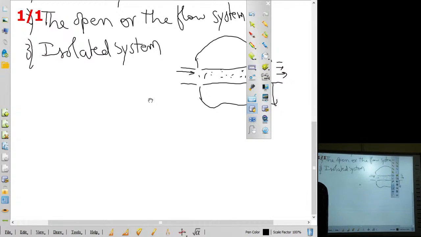The word isolation, the meaning of that is separation. Isolated means you are separated from outside. You are separated from your friends. So that is why you become an isolated system. And I repeat it, isolated system means no energy transfer, no mass transfer.